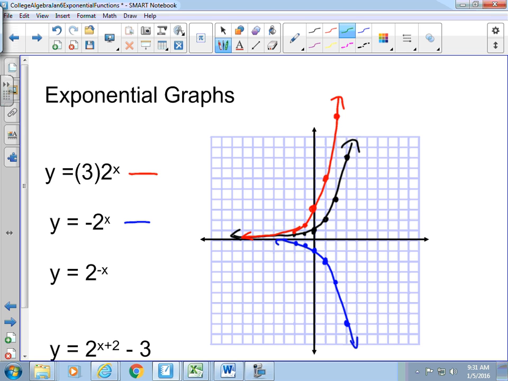Negative with the x, inside the function. Reflection across the y-axis. So, earlier I talked about exponential decay. If the exponent is negative instead of positive, I'm going to get an exponential decay function. Questions about that one?